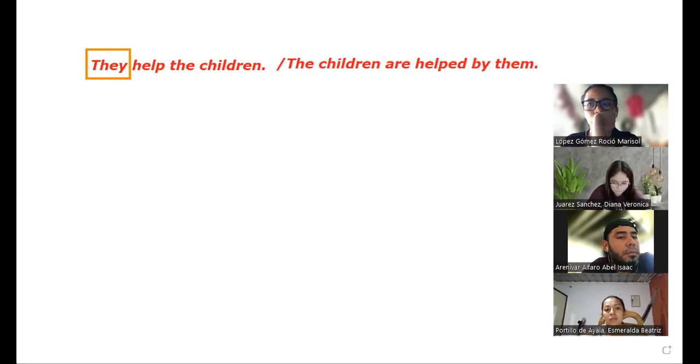For example, give me a moment. What is the exercise? I lost it. Oh, here it is. For example, you have the policeman. You can say the children are helped by the policeman. But in this exercise, they omitted it. But it is not incorrect. I don't know if I am clear.